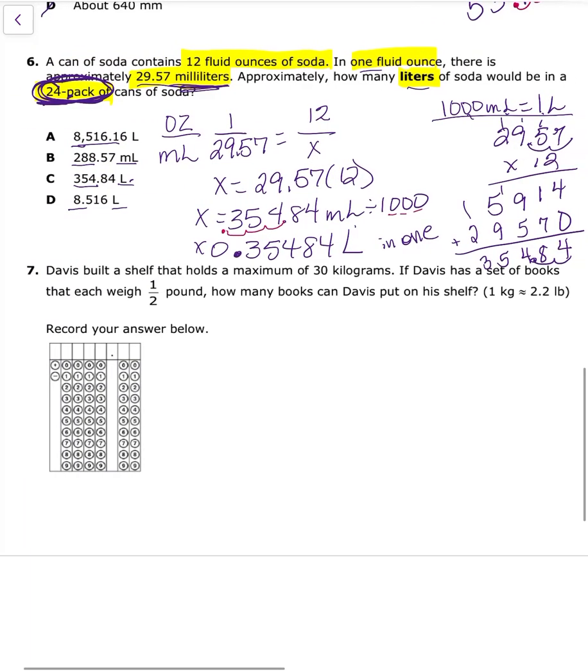And now remember, I rounded, right? I didn't use all the numbers. So this is the only one that's even close. All the other ones are far away. So our answer is going to be D.